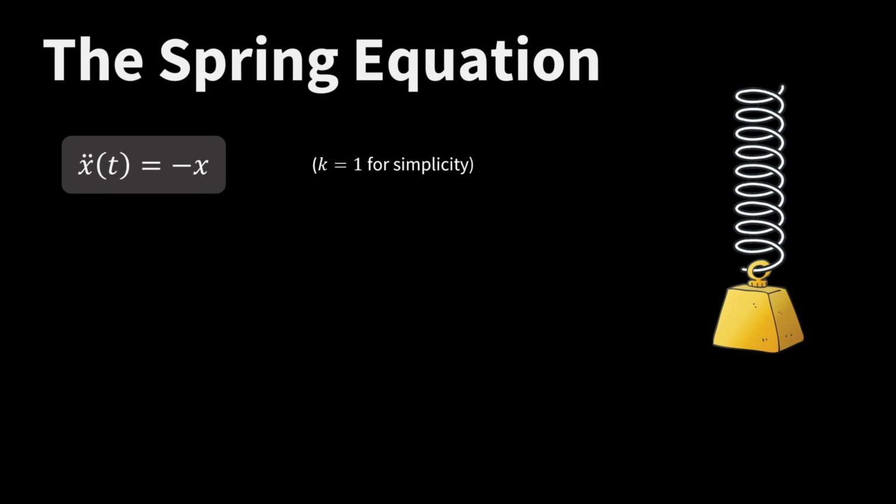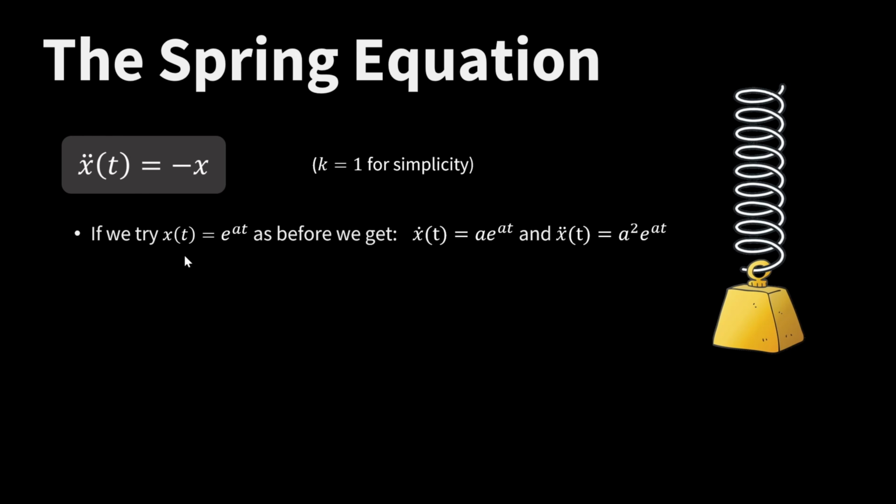Now finally, let's solve the spring equation. Here we worked with the function x of t, the elongation of the spring at time t. The equation says that the second derivative x double dot equals minus x. Here I chose k to be 1. Let's again try x of t equals e to the power of at, where a is a constant. Now to check whether this function solves the differential equation, we again just plug it in.